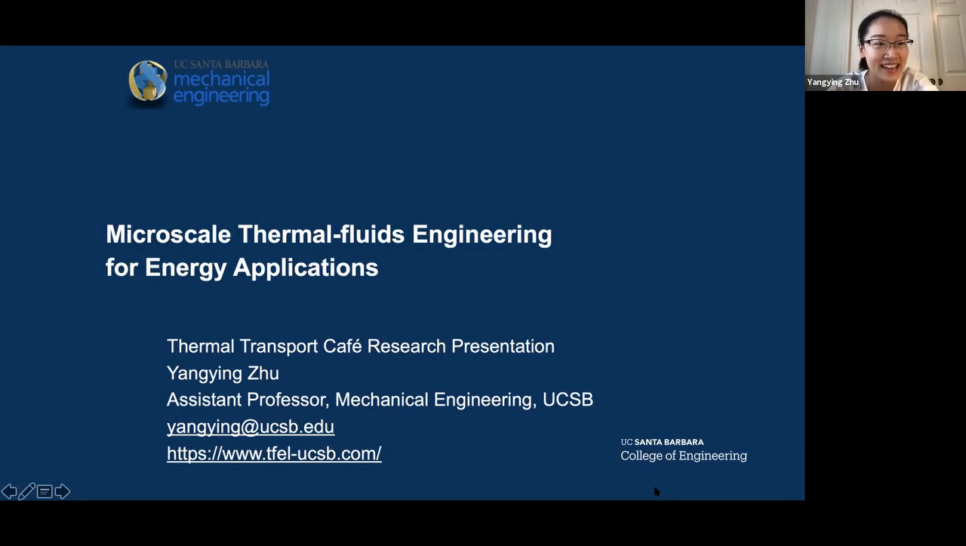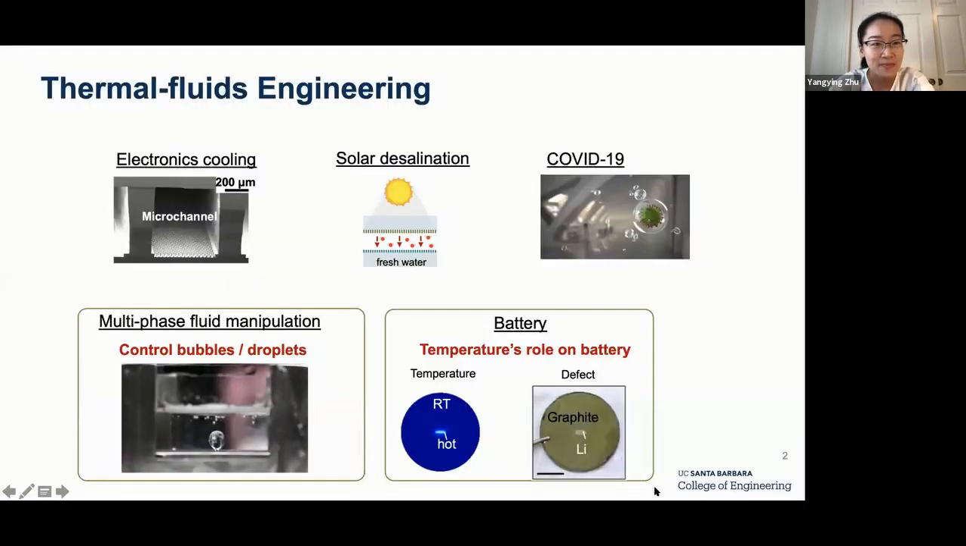Yeah, so my topic today is microscale thermal fluid engineering for energy applications. I think for this community, I don't need to emphasize why thermal fluid engineering is really important. We use this for electronics thermal management. We can also use this for desalination and water harvesting. And recently in the pandemic, we saw how respiratory droplets evaporate, how they transport, and even how sunlight affects the virus. It has something to do with heat.